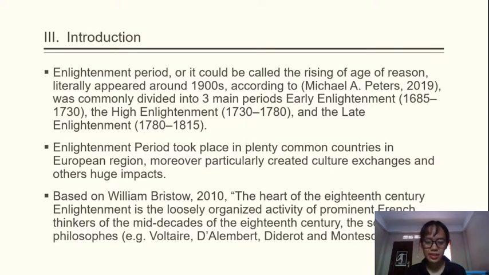According to Mr. William Briston in 2010, he briefly described the overall view of the Enlightenment period. You're talking about the philosophy. The heart of the 18th century Enlightenment is a loosely organized activity of prominent French thinkers of the mid-decades of the 18th century, called the philosophes. It seems like this is the rising of philosophy, the rising of the idea of thinking and analyzing, creating new kinds of concepts of perception.